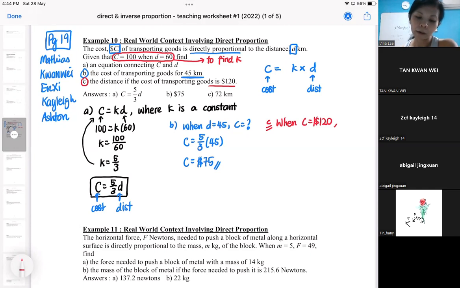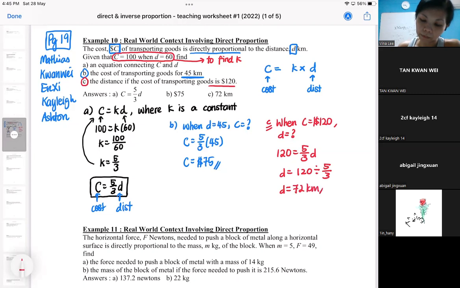Okay, so for this last part, we are asked to find the distance. So the comprehension: the capital letter C is 120. You're supposed to find the distance. So it's just basic algebra to get back to your distance. So when they pay $120, that means they transport the goods for 72 kilometers.